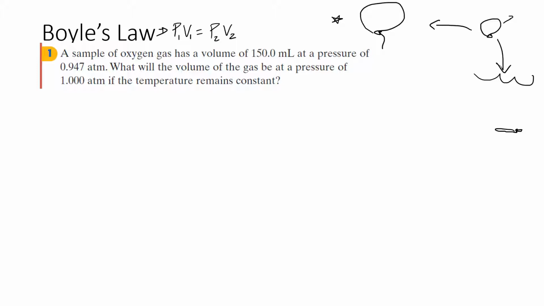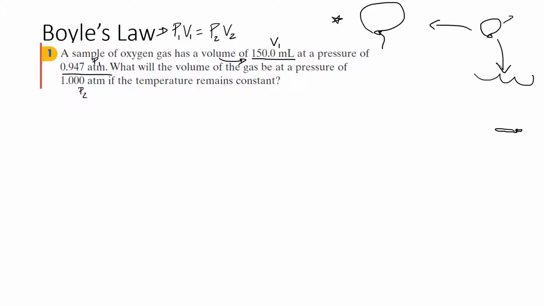So here, our problem says a sample of oxygen gas has a volume of 150 milliliters. I'm going to label this V1 because it's a volume. I mean, it says it right there. At a pressure of 0.947 atm, this is pressure 1. What will the volume of the gas be at a pressure of 1 atm? So this is pressure 2, and that's standard pressure, STP.